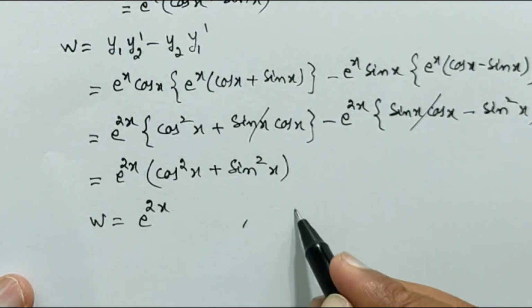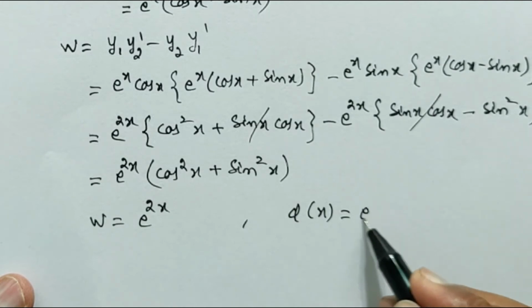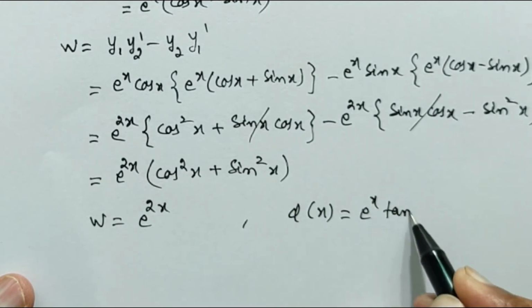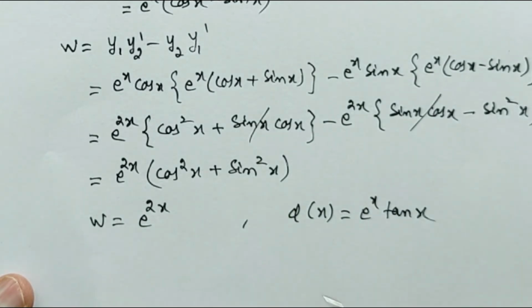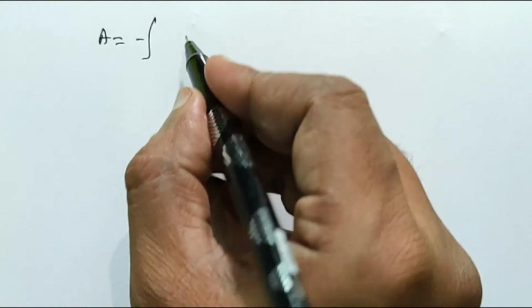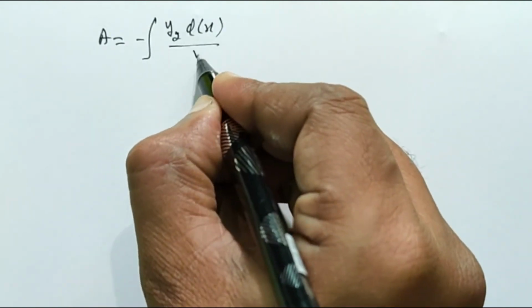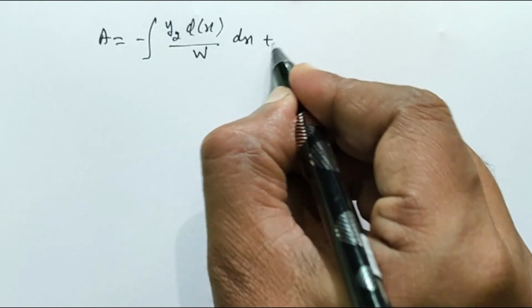And also given the value of phi of x, the right hand side of the given differential equation is e power of x into tan of x. So now we'll try to find out the values of a and b. So a is nothing but minus integral of y2 phi of x divided by w times of dx plus k1.